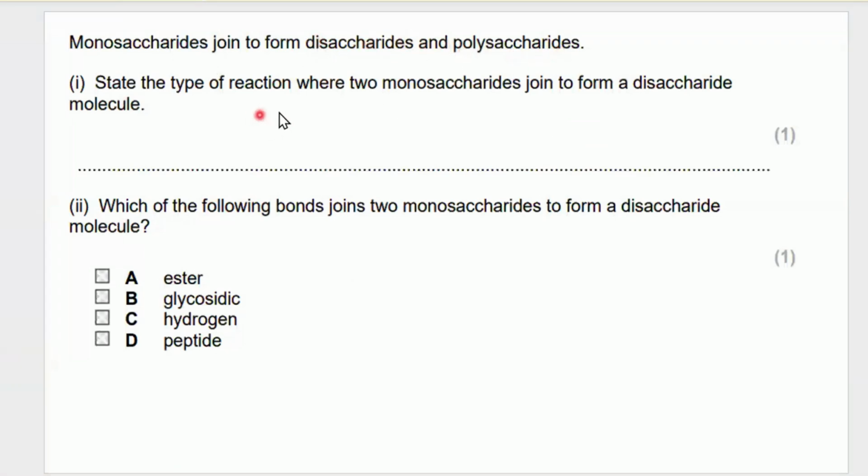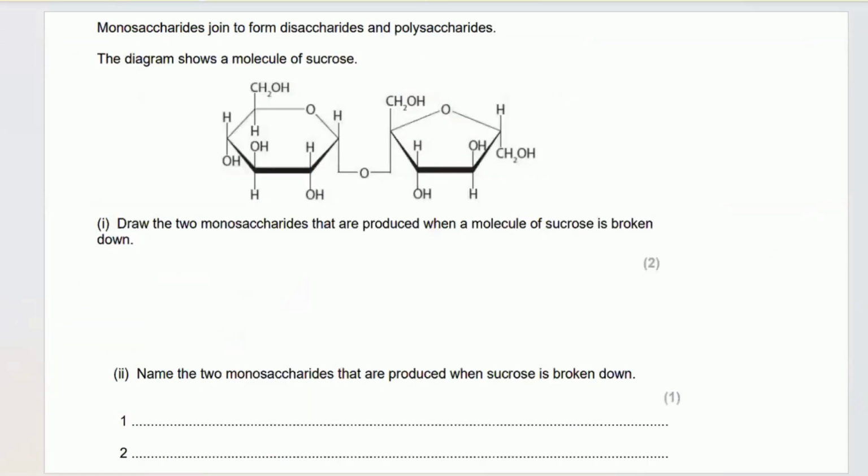Monosaccharides join to form disaccharides and polysaccharides. State the type of reaction where 2 monosaccharides join to form a disaccharide. What do we call the reaction where they both join together? That's going to be condensation. All bond making is condensation, and bond breaking is hydrolysis with biological molecules. And then down here, of course, what type of bond gets formed? It's a glycosidic bond. Esters are found in fats, peptides in proteins, hydrogen bonds in the tertiary structure of protein, and of course, hydrogen bonds hold together water molecules and the 2 strands in DNA.